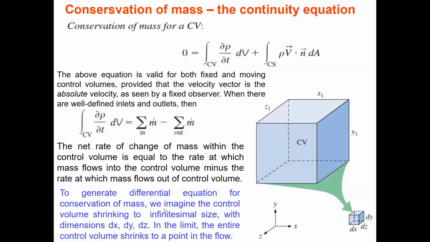Means to say, to generate the differential equations of this kind, del rho by del t equation, for conservation of the mass, we imagine the control volume is shrinking to infinitesimal size. See here, it is shrinking to the infinitesimal size with the dimensions of dx, dy, dz. In the limit the entire control volume shrinks to a point in the flow. Means it is a huge system, it gets shrunk to the smaller dimension. Maybe you can say that 10,000 cubic meters may be converted to a few cubic meters of that kind.